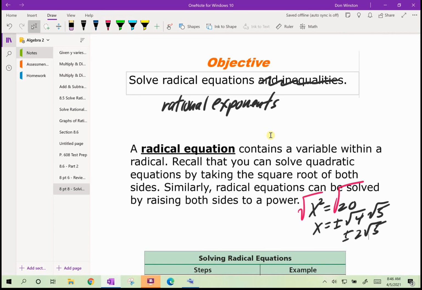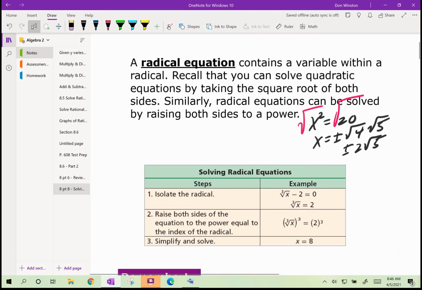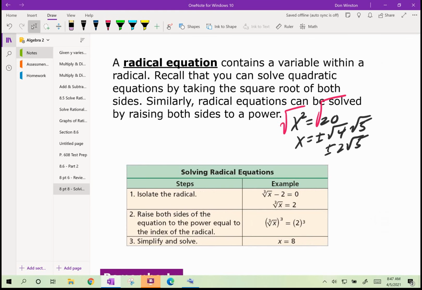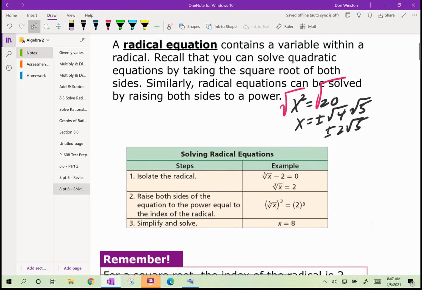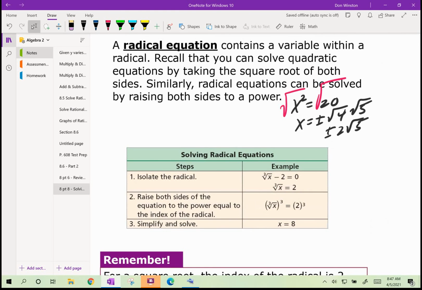Similarly, radical equations can be solved by raising both sides to a power. So first step, we always want to isolate the radical. So I have the cube root of x minus 2 equals 0. To isolate the radical, I add 2 to both sides. And now I can raise both sides of the equation to the power equal to the index of the radical. The index is 3. So if I raise both sides to 3, I'll get x is equal to 2 cubed, or x is equal to 8.